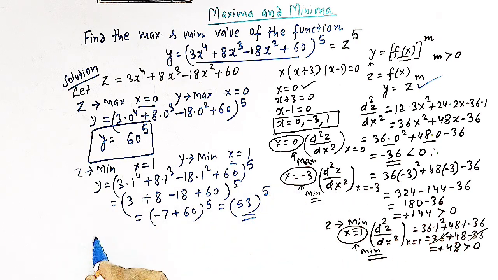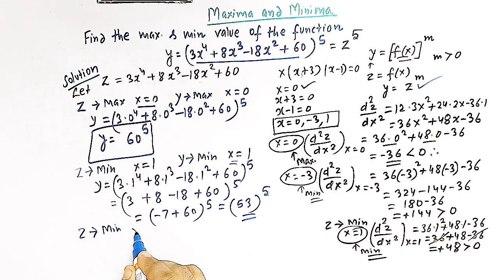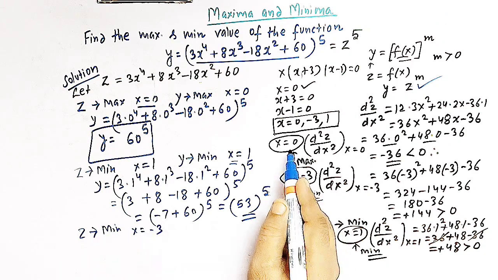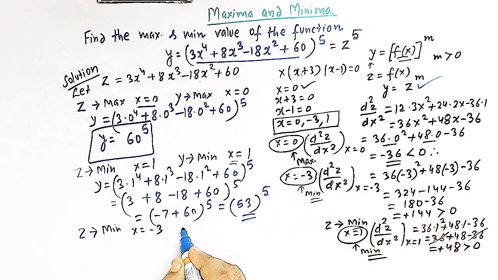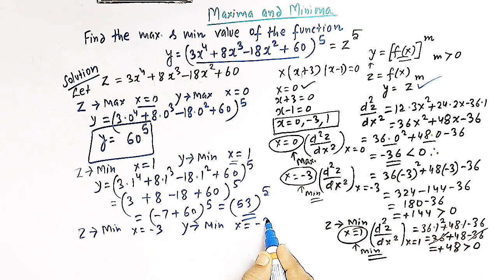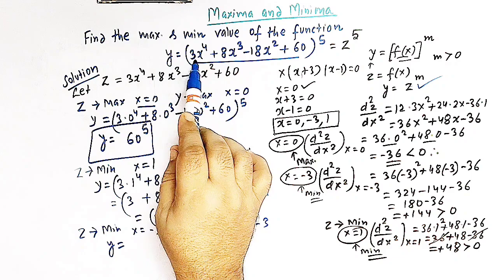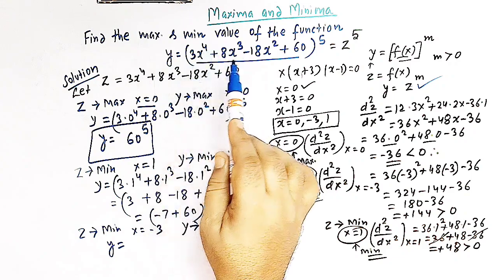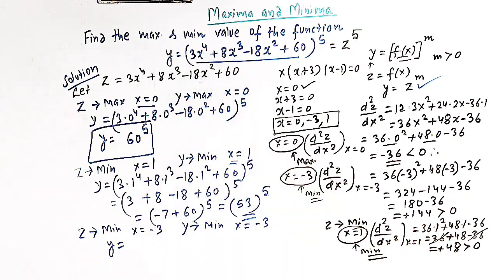Now z is also minimum at x is equal to minus 3, right? So y is also minimum at this point that is x is equal to minus 3. So the minimum value can be obtained by taking x is equal to minus 3 in this expression.